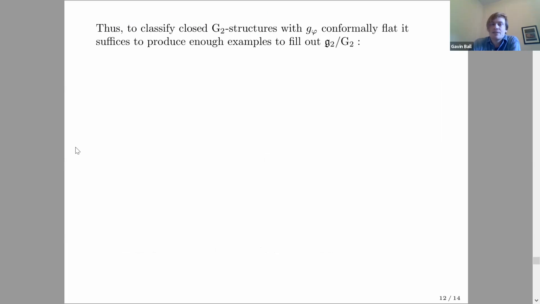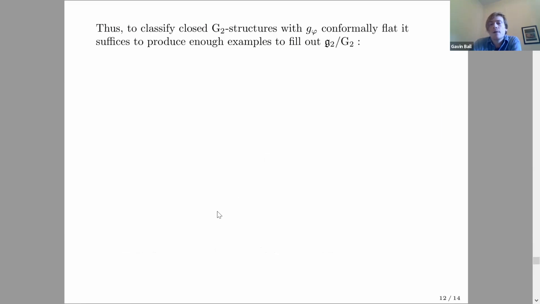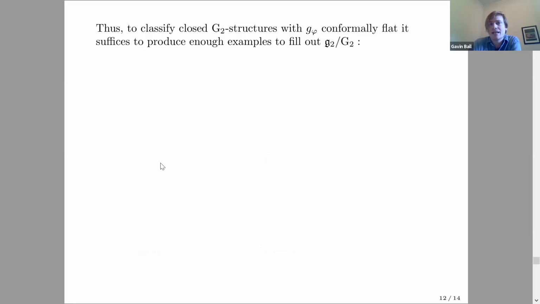So then if I want to classify the closed G2 structures with G phi conformally flat, well, I have an existence uniqueness theorem, but it doesn't quite say all the things I'd want it to say, because my M is 7-dimensional, and I don't really know what the image of this T looks like inside this orbit space. But the uniqueness part of the theorem says that to classify these things, it just suffices to produce enough examples to fill out this entire orbit space. If I can find one closed G2 structure with G phi conformally flat for each element of this orbit space, then the uniqueness part of the theorem will say that I found everything possible.